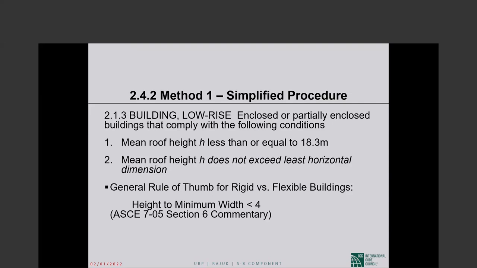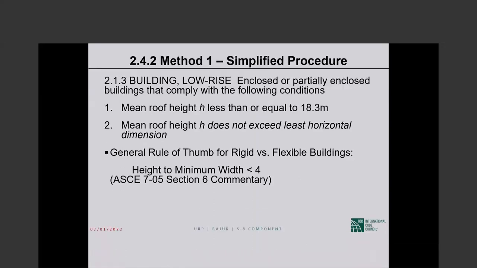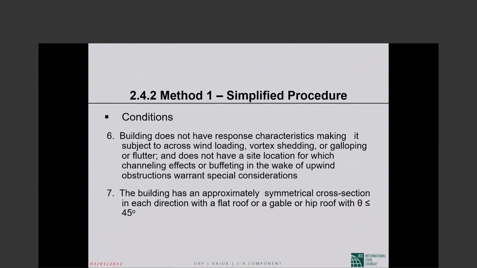So this simplified procedure is for low rise simple diaphragm buildings. And the rigid versus flexible, the rule of thumb, as I mentioned in the commentary: height to minimum plan dimension ratio less than 4 gives you a rigid building. Okay, more than 4 is a flexible building. This is still a good rule of thumb. Building does not have response characteristics, making it... I will let you read number 6.